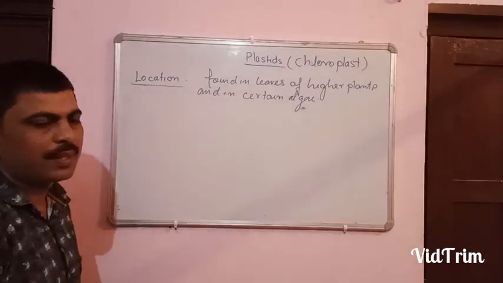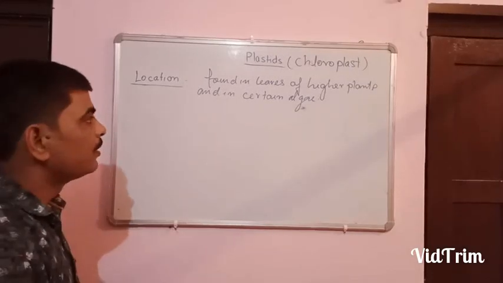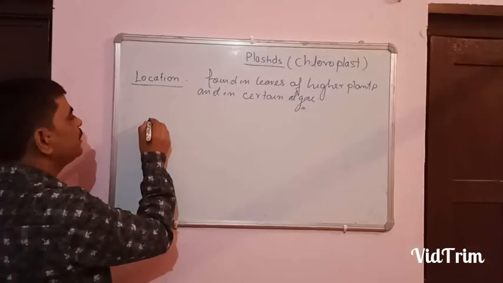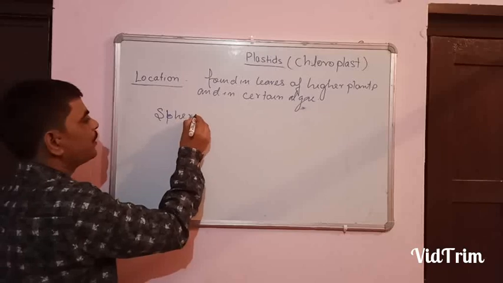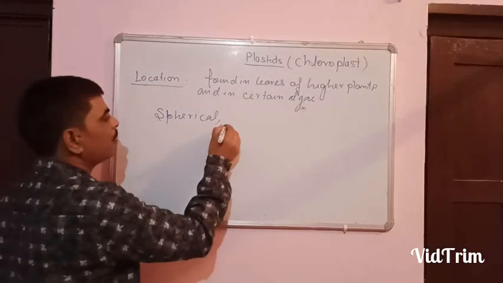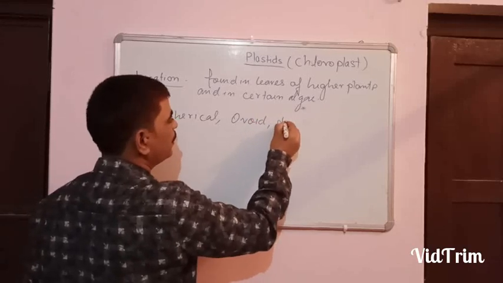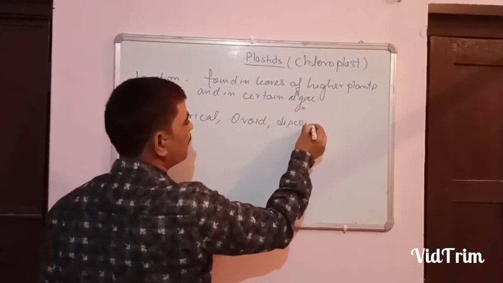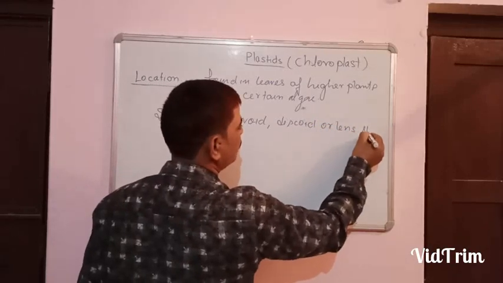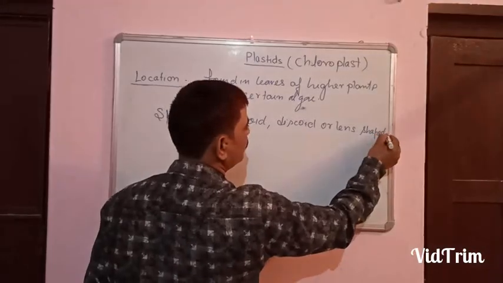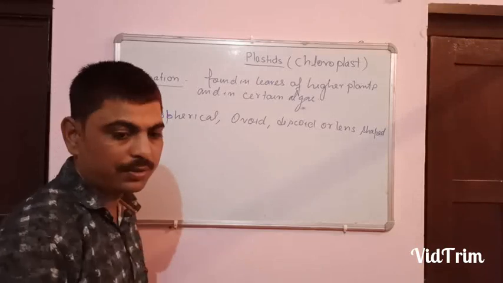Now their shape and size. They are generally spherical, ovoid, meaning oval shape, discoid or lens shaped. They are in different shapes. Let's talk about their structure.